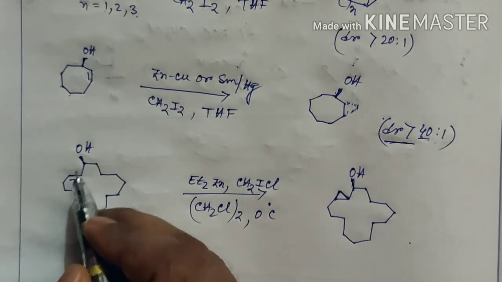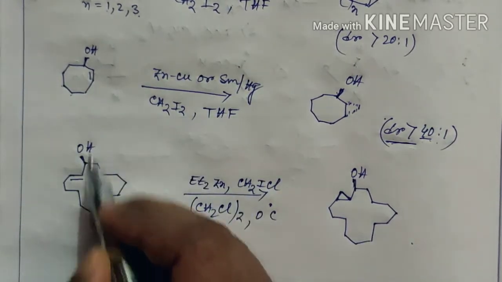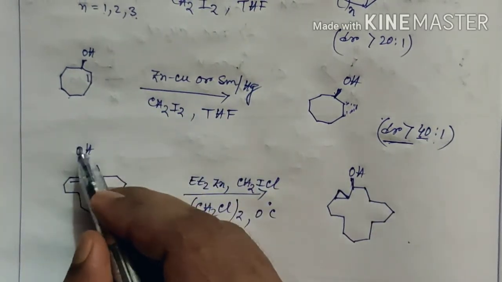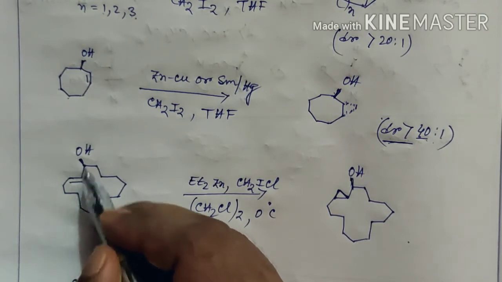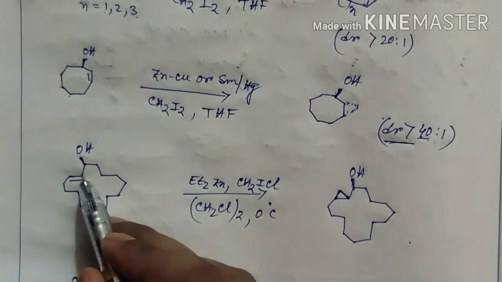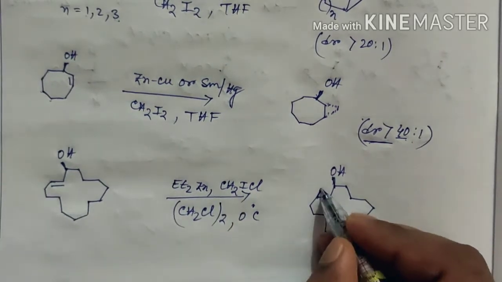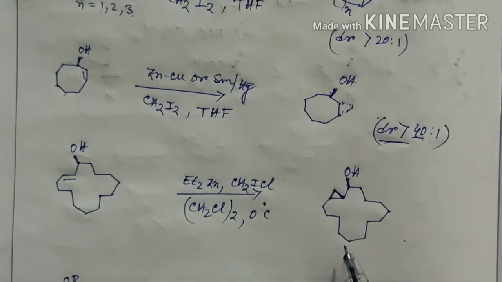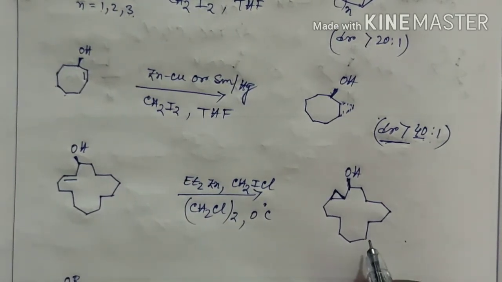Now, in case of macrocyclic compounds, due to conformational geometry, the cyclopropane ring formation will occur from the same face in which the OH group resides. And here there is one similarity, that in all the cases the hydroxyl group is present at the allylic position of the double bond, that is, allylic alcohol. In this case, as I said, cyclopropane ring formation will occur from the same face as the OH group, and this product is formed in exclusive amount.